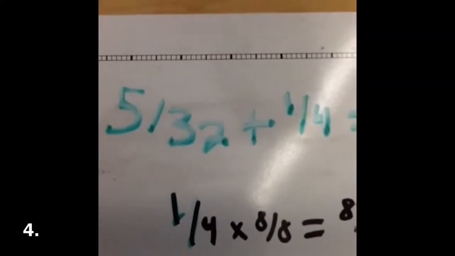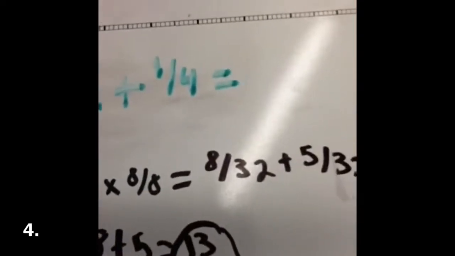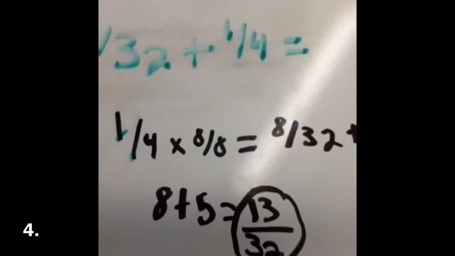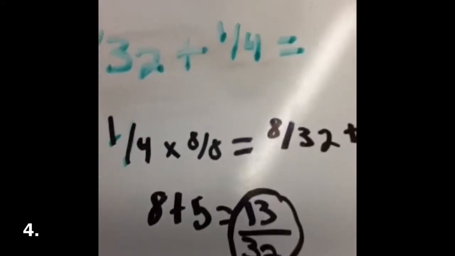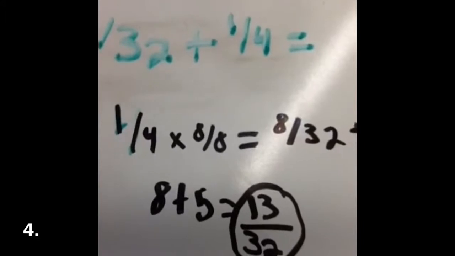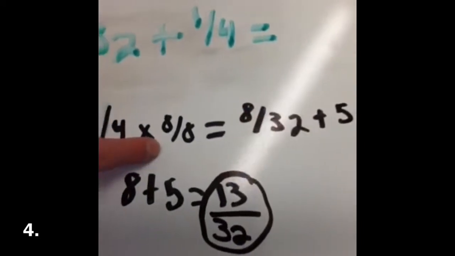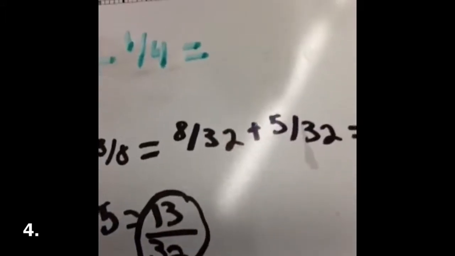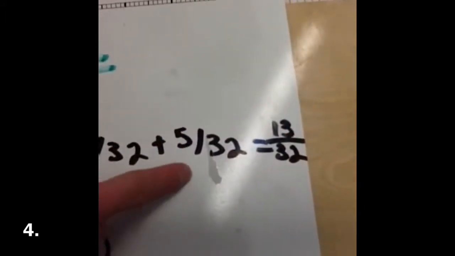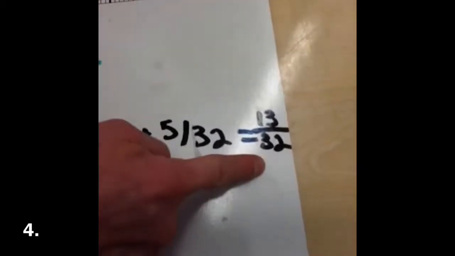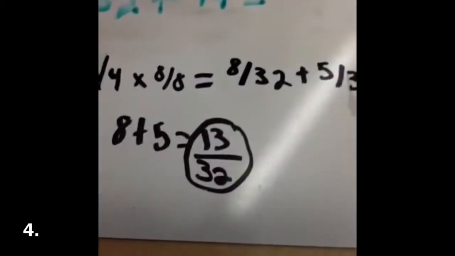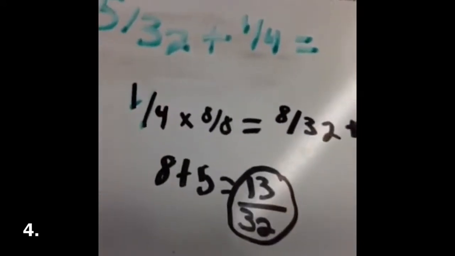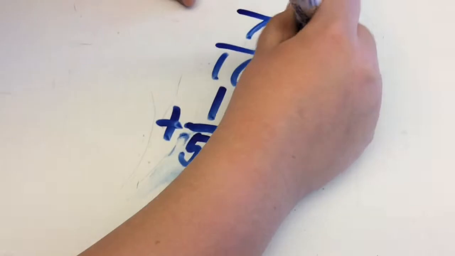5 over 32 plus 1/4 equals, well, first you gotta make your denominator, you gotta make the 4 equal to 32, so you gotta times that by 8/8, and that equals 8/32, and then plus 5 over 32 equals 13/32, and what we did is 5 plus 8 will equal 13, and then we just drew the 32, and that's our answer.